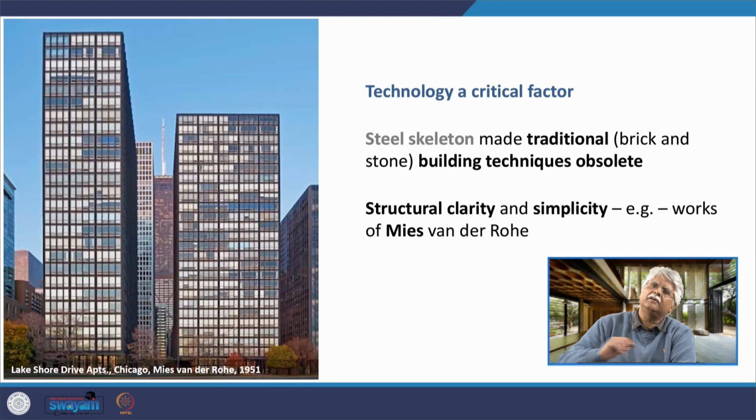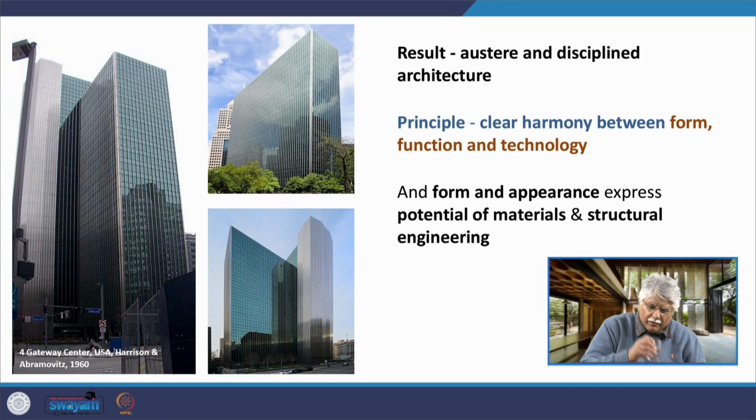Technology is a very critical factor in the design of Mies's work. The steel skeleton made the traditional load-bearing building techniques completely obsolete. There is structural clarity and simplicity as we see in the works of Mies van der Rohe, and the result is a very rigorous and very disciplined architecture. Its principle is clear harmony between form, function and technology, and form and appearance express the potential of the materials and the structural engineering.